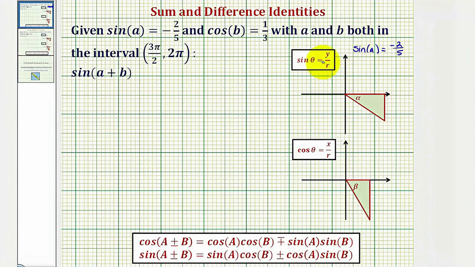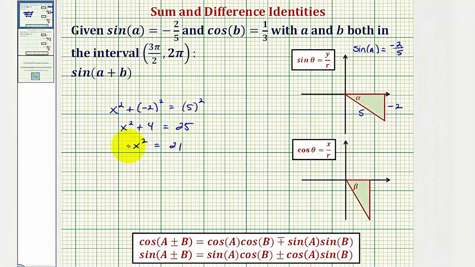Since we're given that sine A equals -2/5, and we know sine theta is equal to y over r, the ratio of the opposite side to the hypotenuse, where r, the hypotenuse, is always positive, we would label the opposite side -2 and the hypotenuse, or r, 5. Now we can find x, or this adjacent side, using the Pythagorean theorem, where x squared plus y squared, or -2 squared, equals r squared, or 5 squared. So we'd have x squared plus 4 equals 25. Subtracting 4 on both sides, we have x squared equals 21.